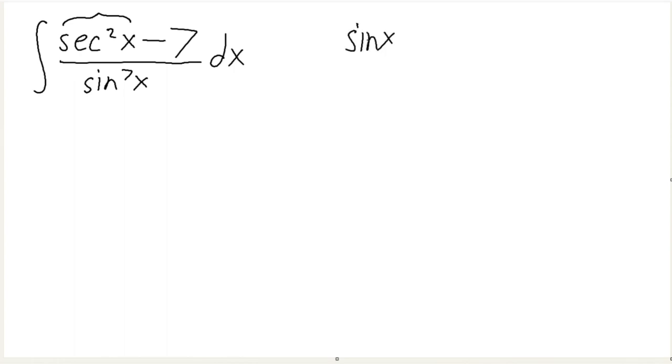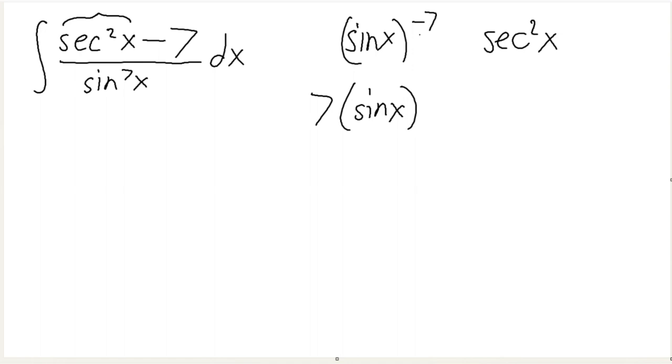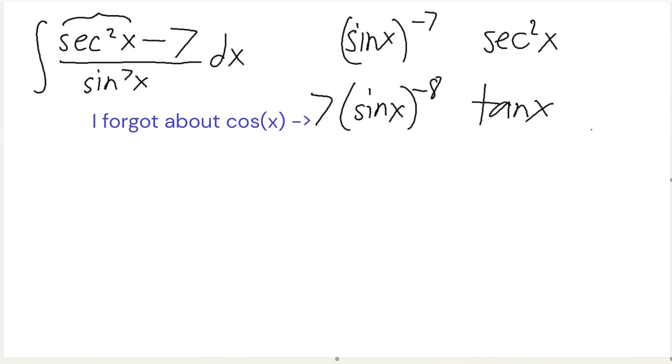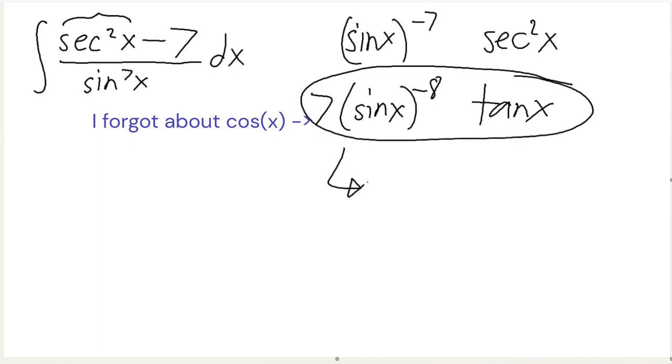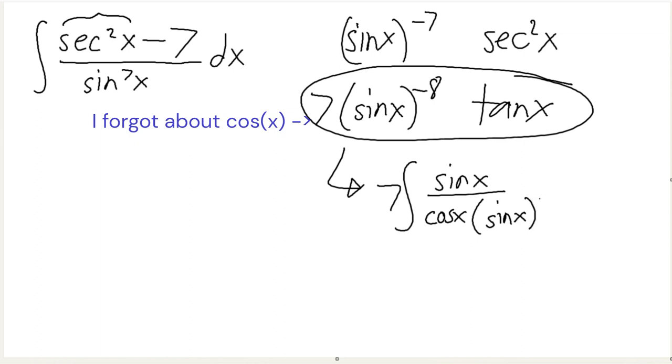So we have sine of negative 7, and we have secant squared. Then we have, well, positive because of the integration by parts rule, sine of x negative 8. And then secant squared here, the integral of this is just tangent x. Okay, so now we have an integral of this. So this becomes the integral of 7. We have tangent of x, which is sine of x over cosine of x, right? Sine of x, cosine of x, and we have sine of x here. That's like 8. This cancels out, this becomes 7.